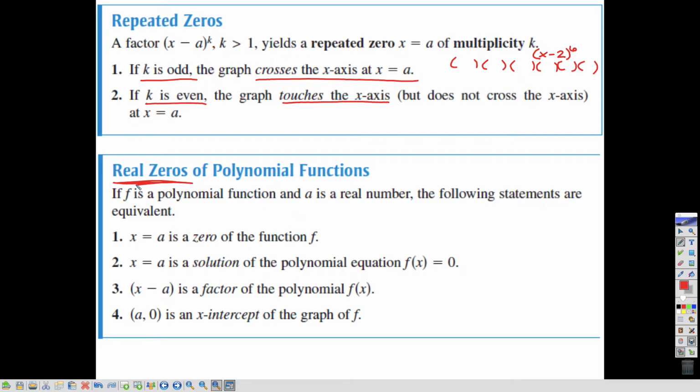When I ask for them, you need to know how to write them, though. We write them differently. So, x equals a is the 0. If I ask for zeros, you write it x equals whatever x equals. If I ask for a solution, that means I set the polynomial to 0, yes? And I write it x equals a again. So solution, x equals a.